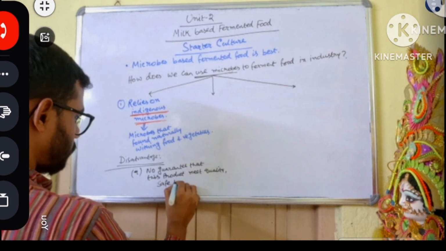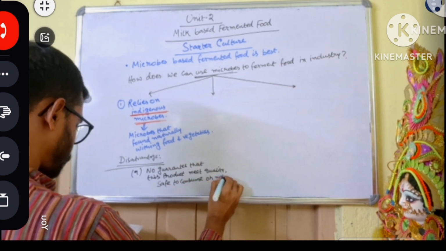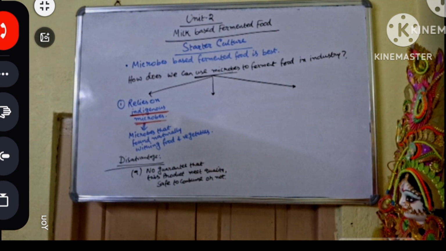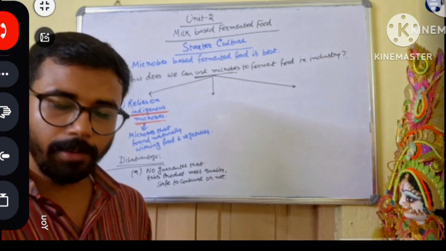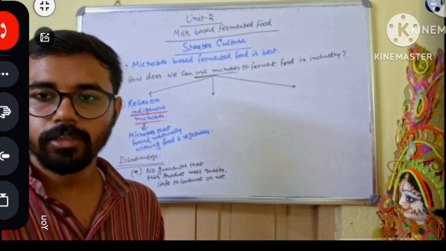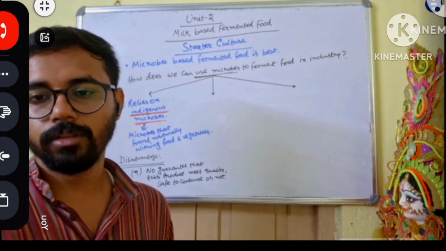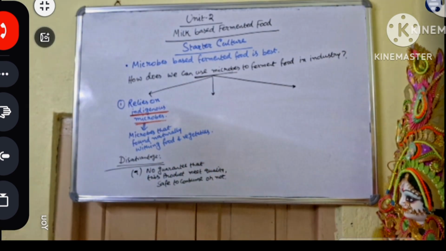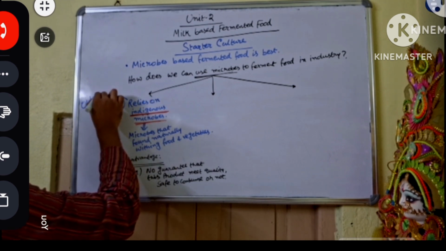safe to consume or not. That is the biggest disadvantage. But it can be one of the ways to start fermentation, and probably it is the oldest way, because in ancient times there was no knowledge about the microbes, so they relied on the indigenous microbes only. So it is the oldest way, but there are potential disadvantages also. This method is the oldest method to start fermentation.